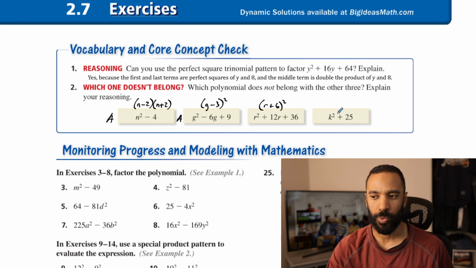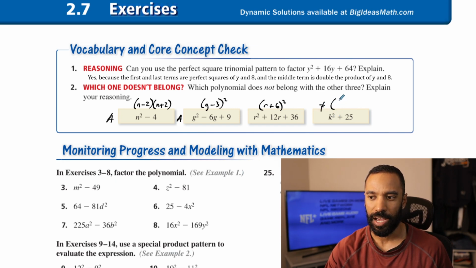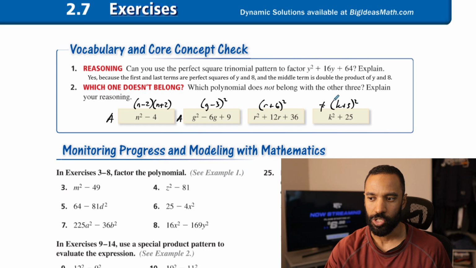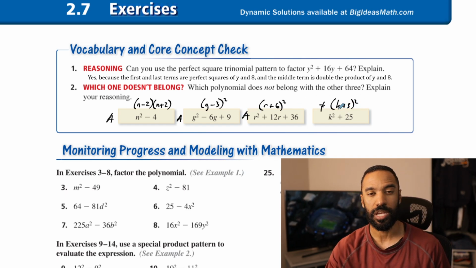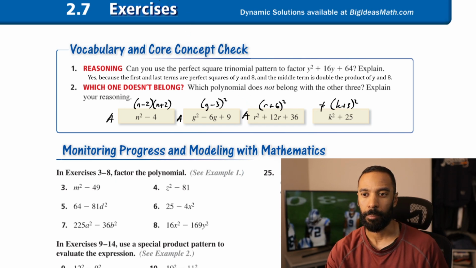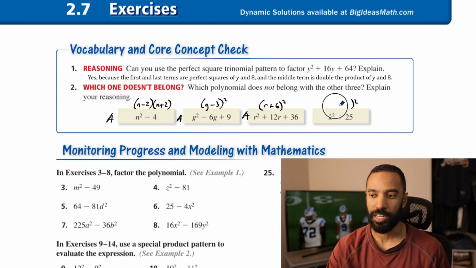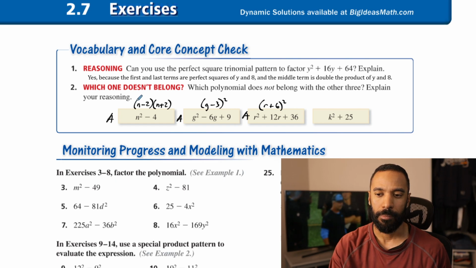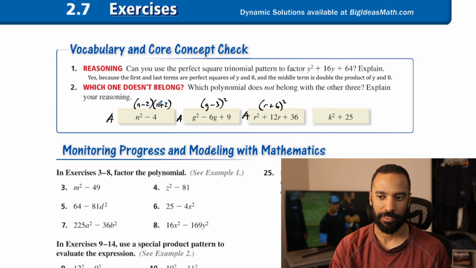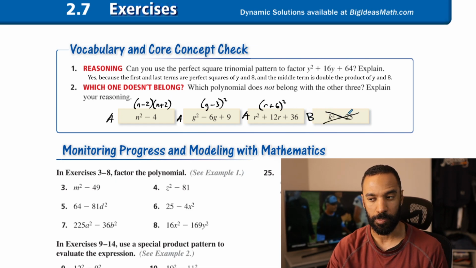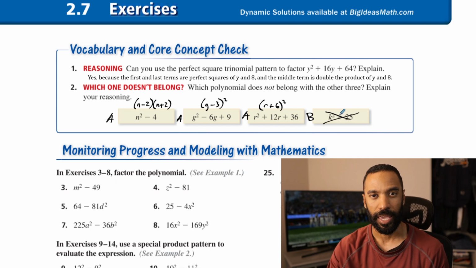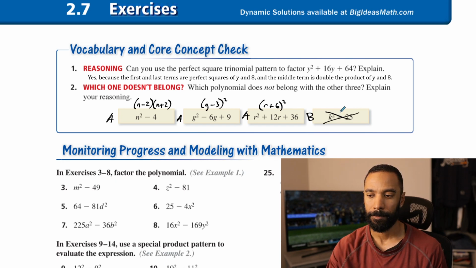And this is k squared plus 25. This is not k plus 5 squared. While these are all special cases here, this one is not. There is no sum of two squares for real number factors, because the difference of two squares comes from the middle term canceling, positive and negative 2n. This leads you to a trinomial. This is none of those things. That one doesn't belong. The reasoning is because it's not a special case factorization.